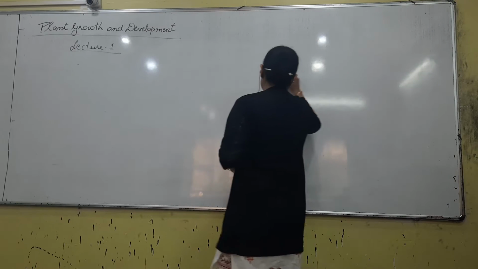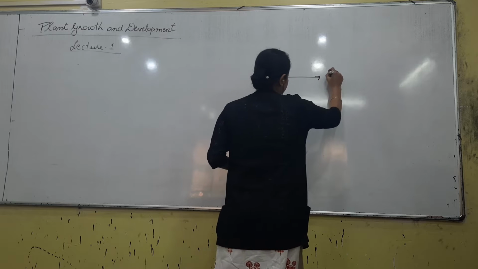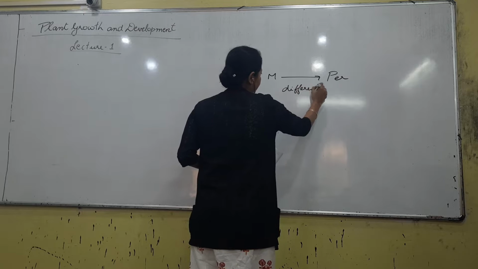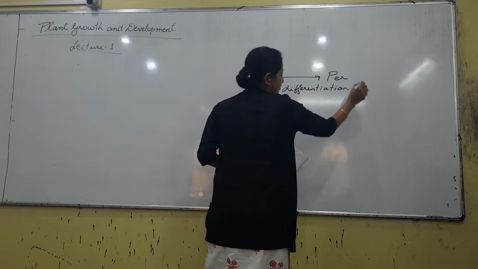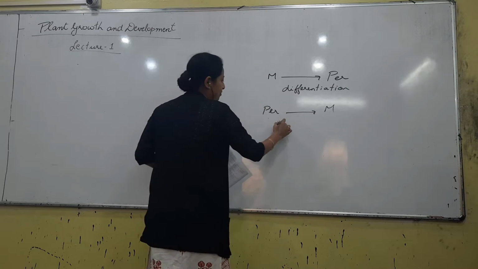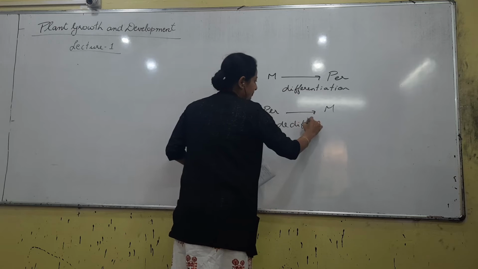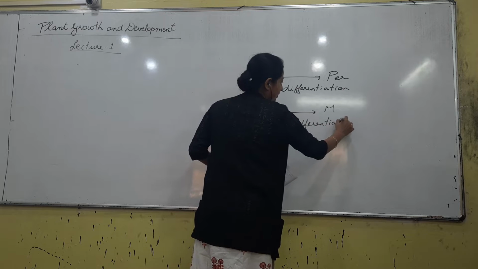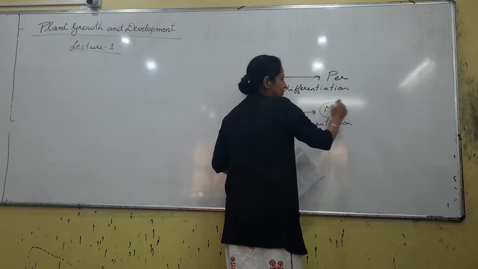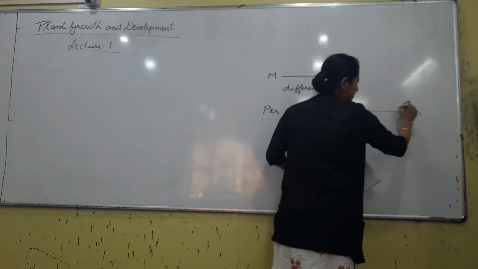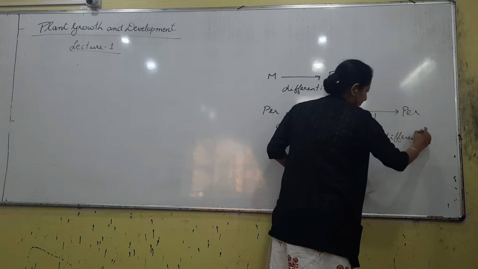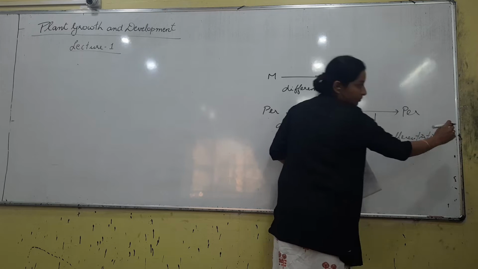Differentiation: we have a meristematic cell that converts to permanent, and that process is differentiation. Sometimes a permanent cell again becomes meristematic, and this is called dedifferentiation. So a permanent cell becomes meristematic. This meristematic cell again has to become permanent, and this process is called redifferentiation. I think it's clear now, right?